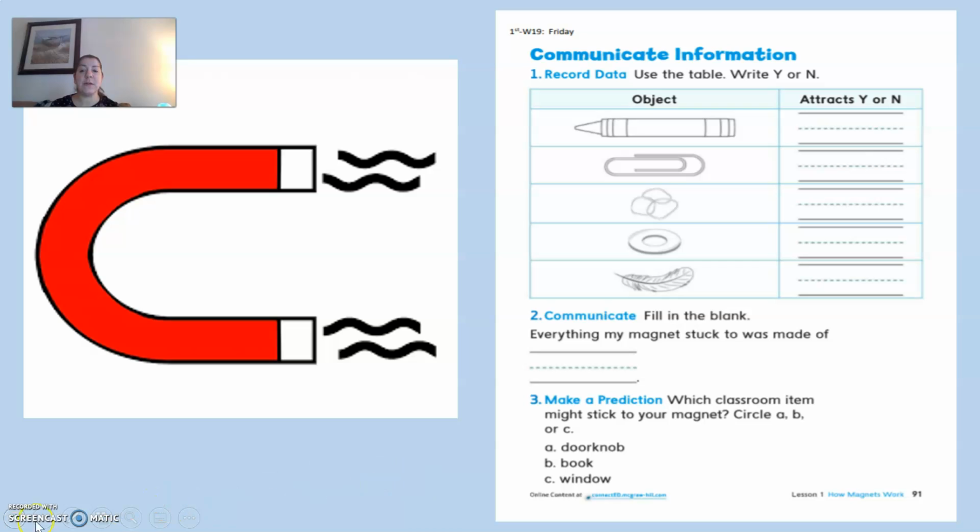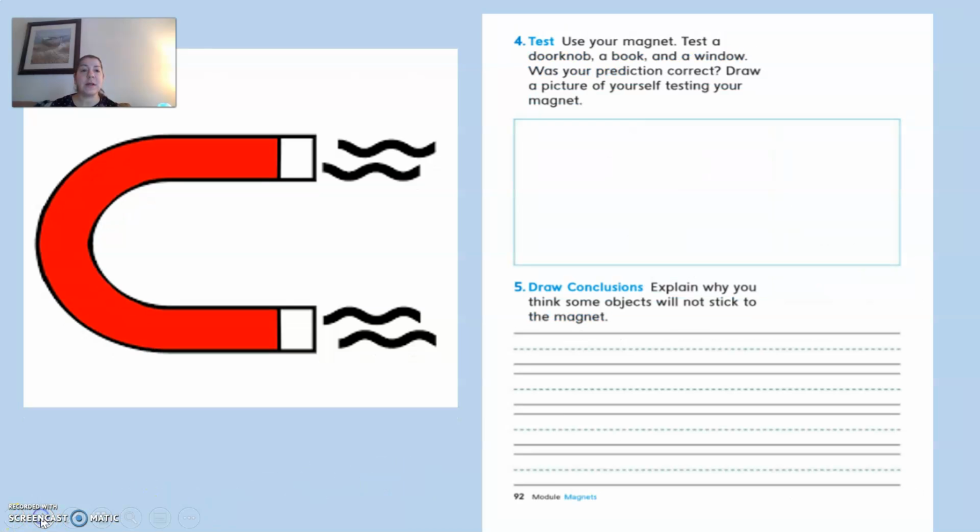Once you've done that, you'll go on to the next page and you are going to use your magnet to test your prediction. So you're going to test a doorknob, test a book, and test a window, and then decide whether your prediction was correct or not. And you can just write yes or no, and then draw a picture of yourself testing out your magnet.